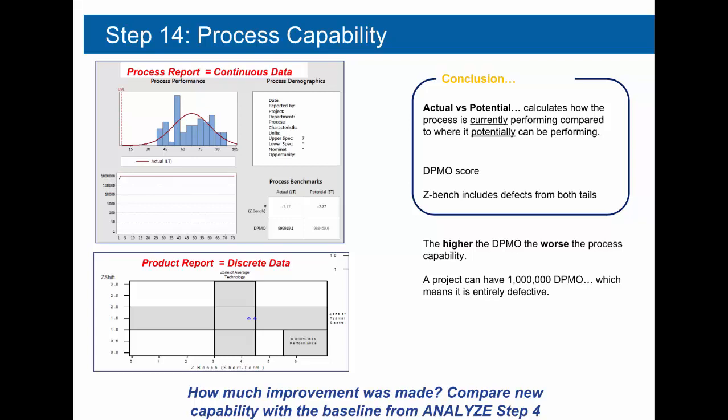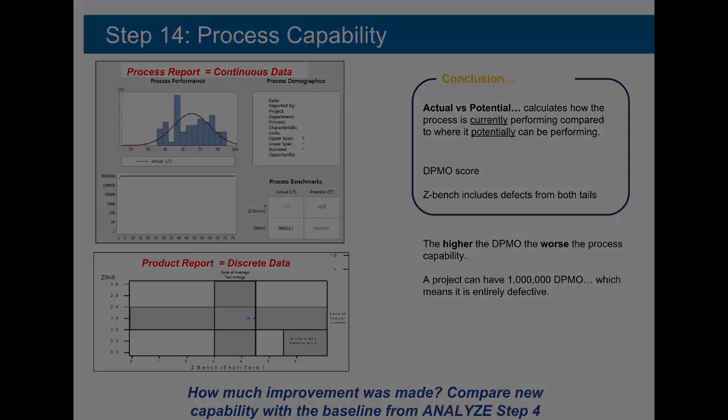Step 14 in control is all about doing your process capability again. So this is a great place to show the before and after improvement. In Analyze, you ran process capability to get a picture of how the process is performing before any improvements were put in place. After the improvements are implemented, you want to run your process capability again, and in this case, you want to show that the DPMO has improved.